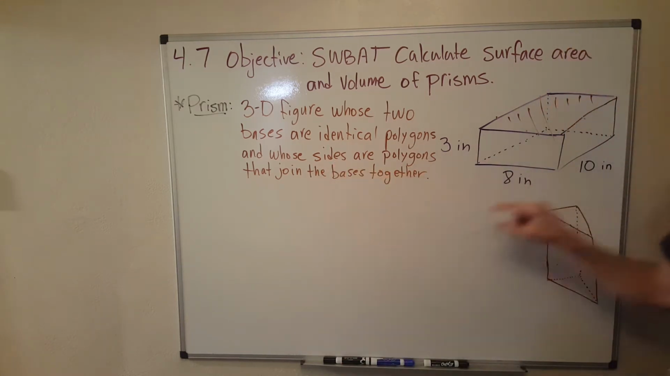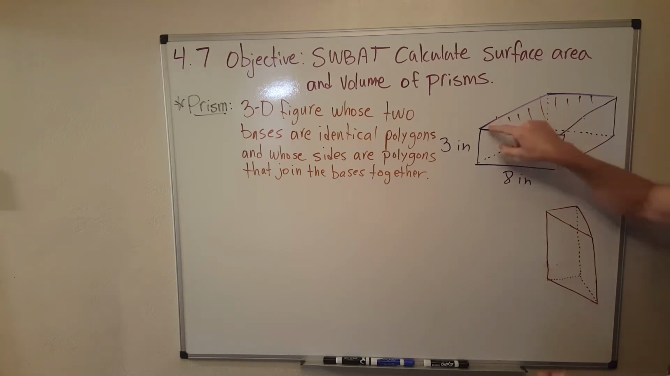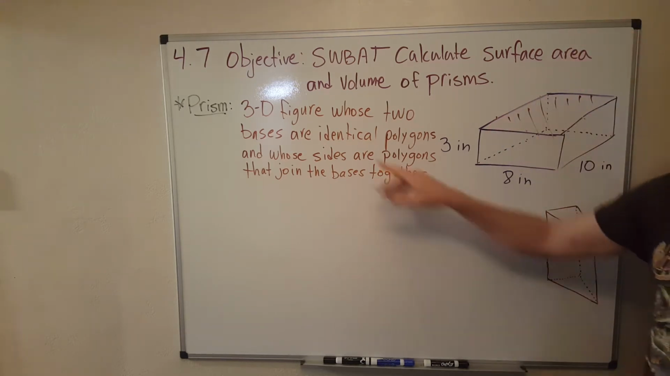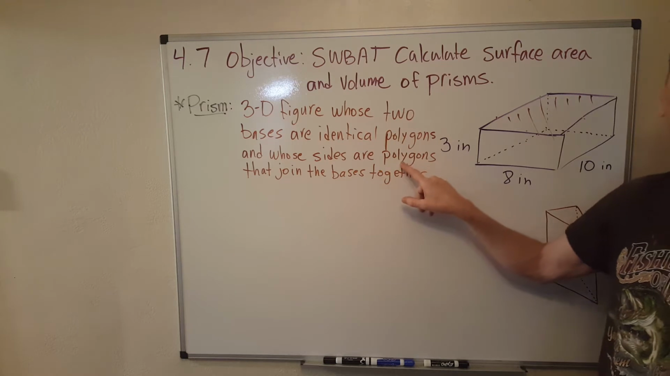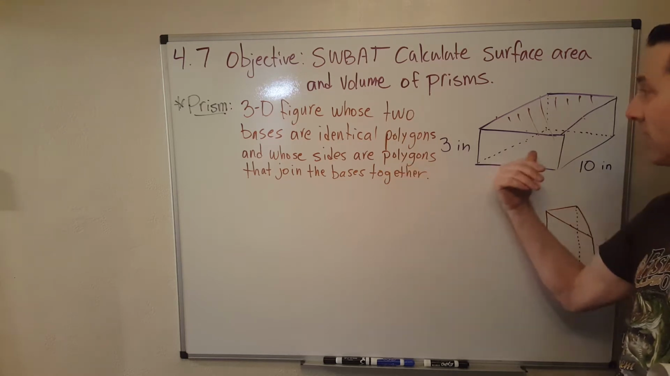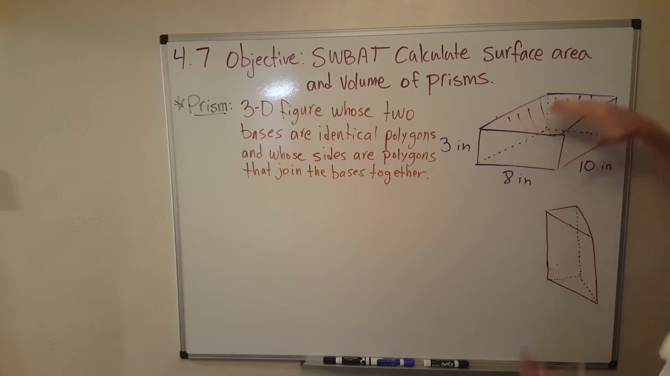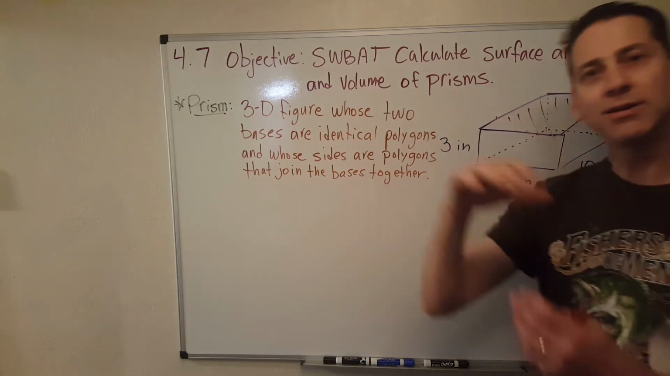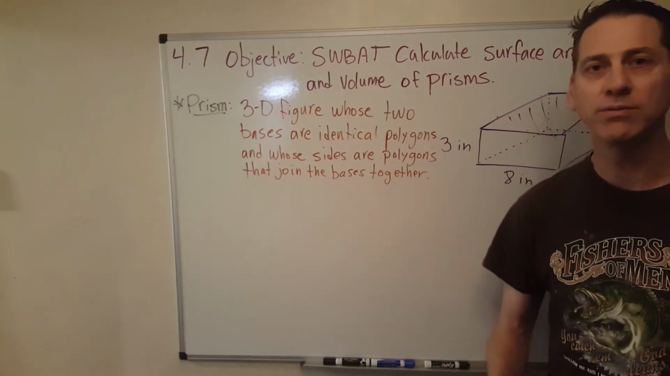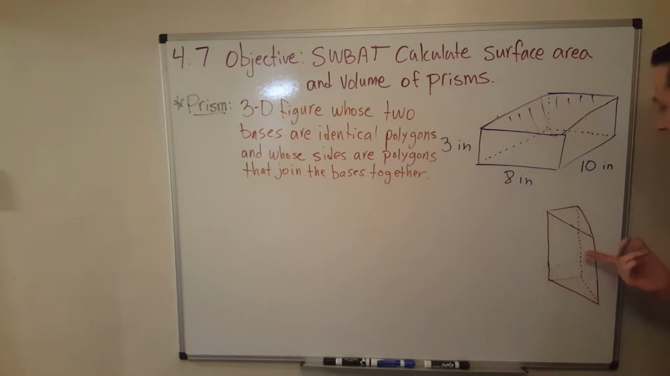And the sides, look at the sides. I have 4 sides. The 4 sides are also polygons. They're rectangles that join the bases together. See how these sides just join the top and bottom together? That's just a prism.